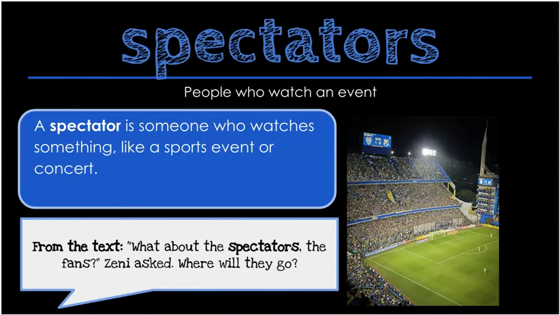And finally, we have the word spectators. According to the text, spectators are people who watch an event. A spectator is someone who watches something, like a sports event or a concert. From the text, what about the spectators, the fans? Zinni asked. Where will they go?